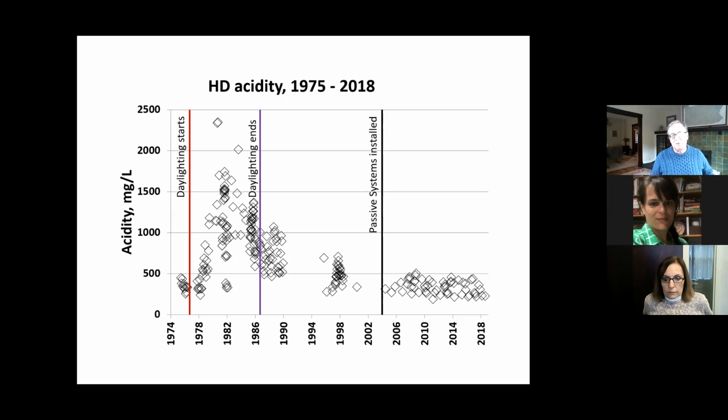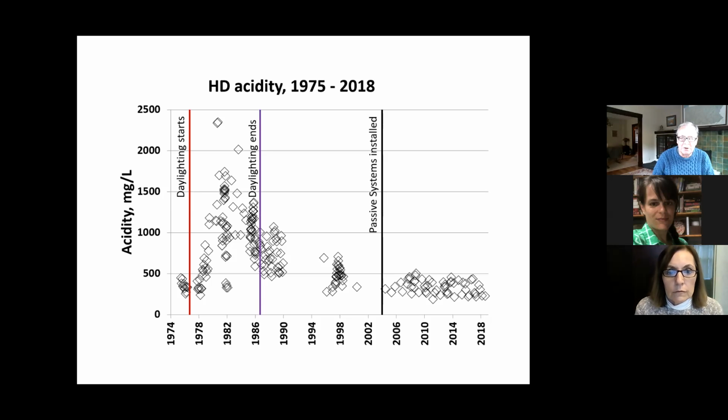So this shows you what happened to the water quality, and this is the kind of data I'm going to show you for a couple of the sites. You can see what we have here is the years on the x-axis and the acidity in milligrams per liter, and this is the Hunter's Drift acidity. So what you can see is that before the daylighting starts, so that's Operation Scarlift, the concentrations of acidity there range between about 250 and 500. Then the daylighting occurs, and obviously things get much worse. And then the daylighting ends and things start to settle back down to a condition which is actually not very dissimilar from what it was before they started.